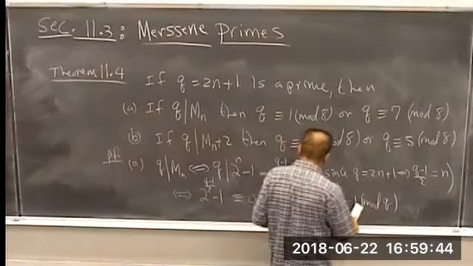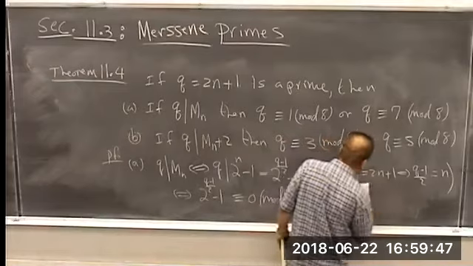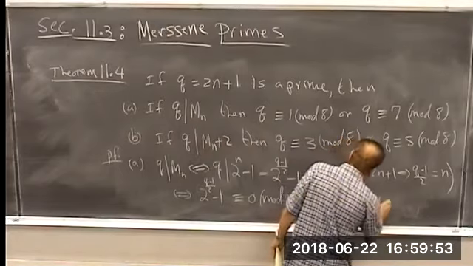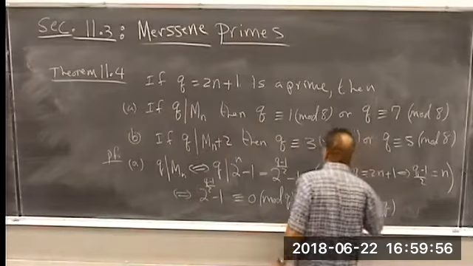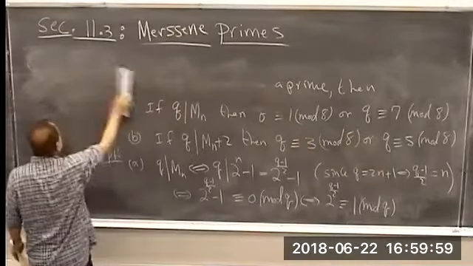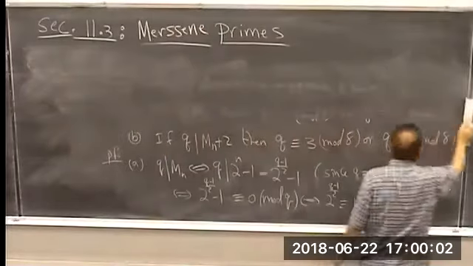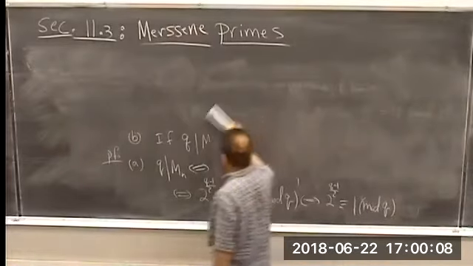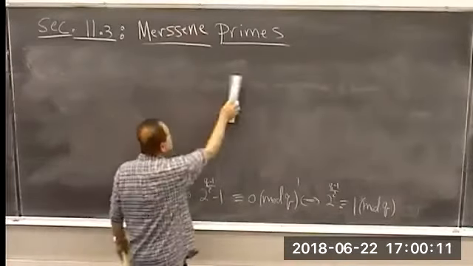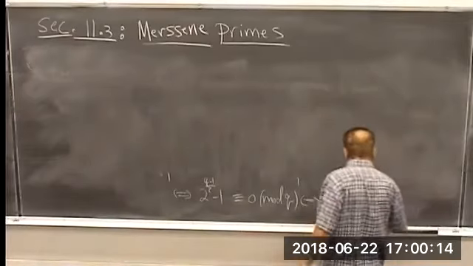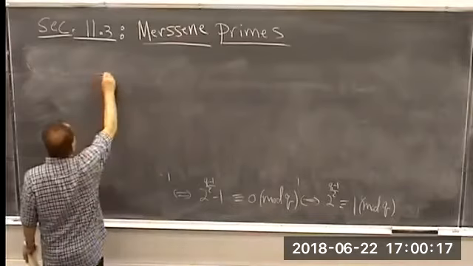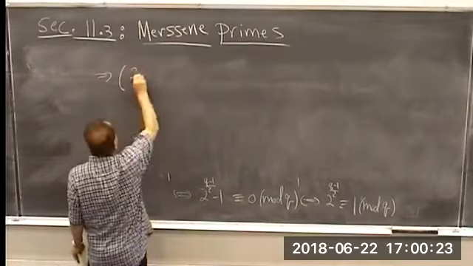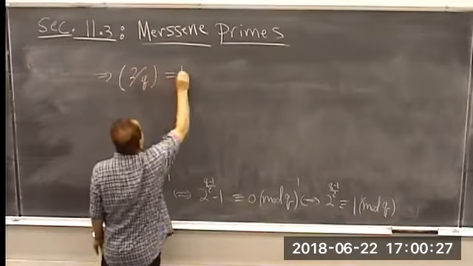As well as actually this is congruent also to 2^n, that's one, mod Q. And this means that the Legendre symbol (2/Q) is equal to 1.